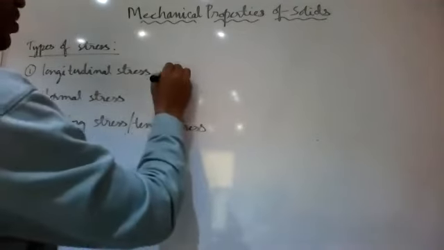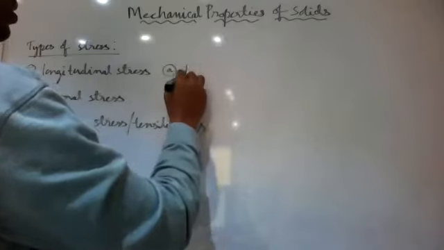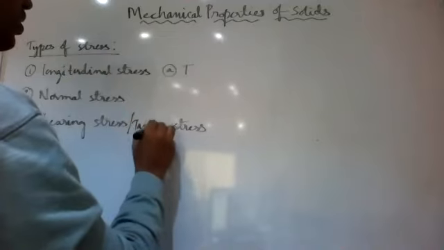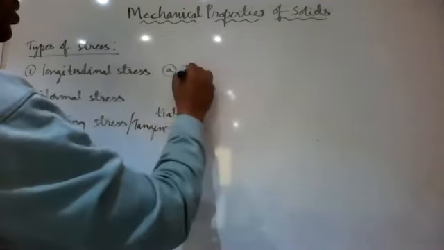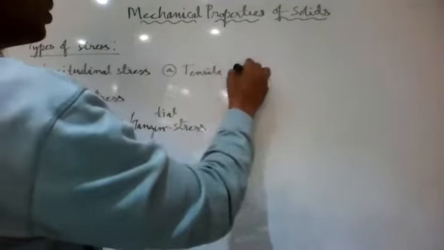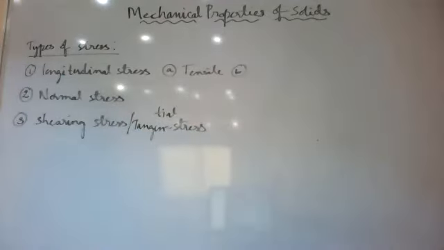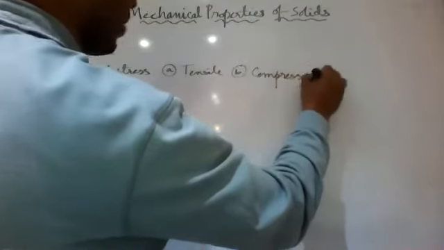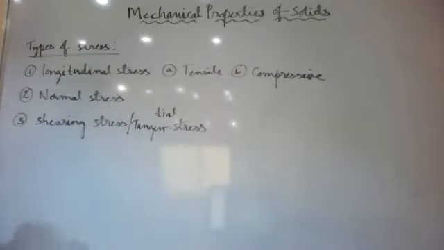In this, again, there is a classification. Here it is tangential stress, and this is tensile, and there are two in that tensile: tensile stress and compressive stress. So one is longitudinal stress, with tensile and compressive in that. Second is normal stress. Third one is tangential stress or shearing stress.